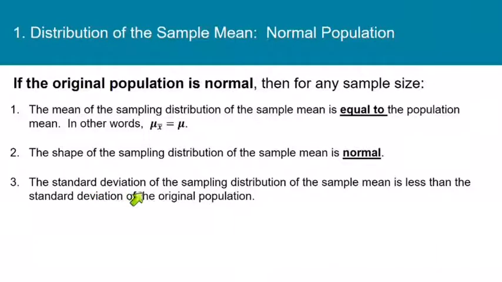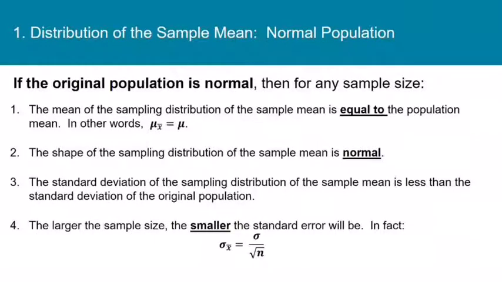Also, the standard deviation of the sampling distribution of the sample mean is always less than the standard deviation of the original population. In other words, sigma sub x bar is always less than sigma. So mu sub x bar is always equal to mu, but sigma sub x bar is always less than sigma. In fact, the larger the sample size is, the smaller the standard error will be. Sigma sub x bar is actually equal to sigma divided by the square root of n.